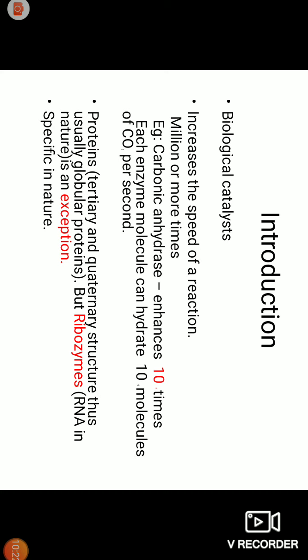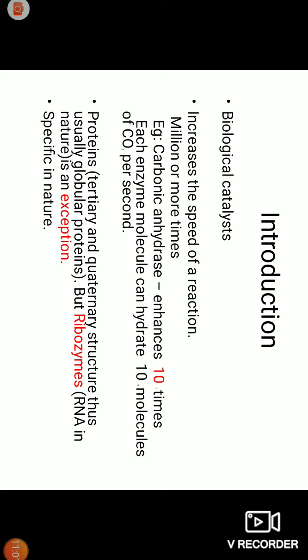enzymes are proteins. So we usually say all proteins are not enzymes and all enzymes are proteins. So we have to change that. That is, we have to say all enzymes are proteins provided with some exceptions, like in the case of ribozymes which are RNA in nature. So they have catalytic activity. Another important feature of an enzyme is the specificity.